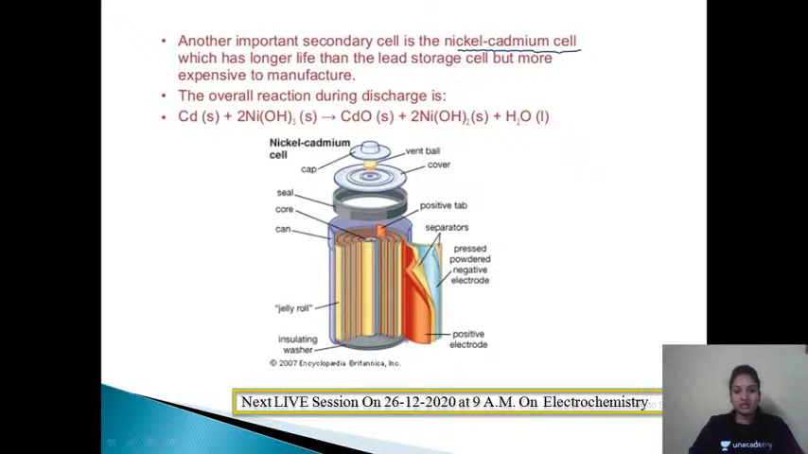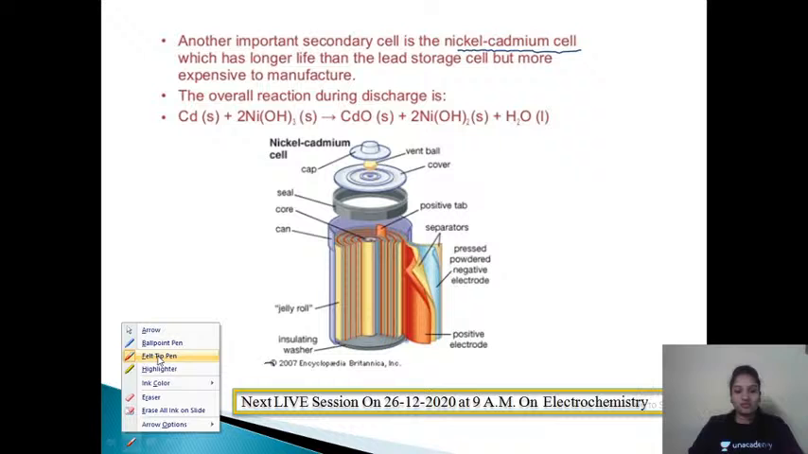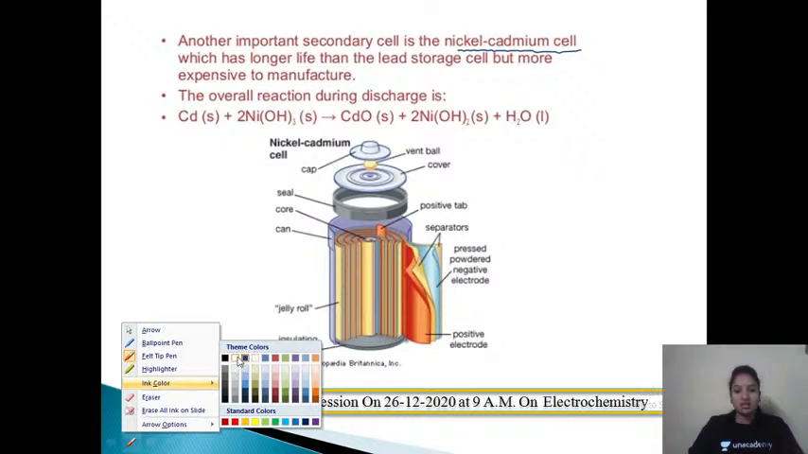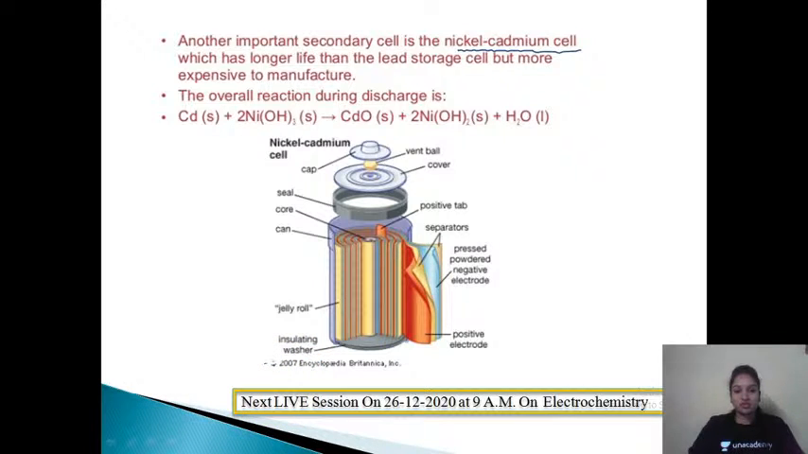The reason is that the nickel cadmium cell becomes costlier, and if it is costlier, then definitely people will not prefer to use it more. People do not prefer to use it, and that's how people usually go for lead storage batteries.